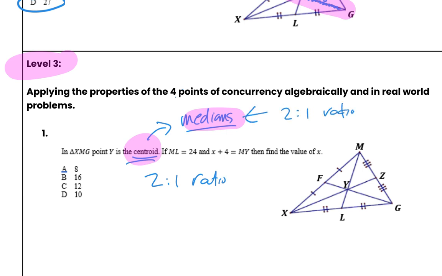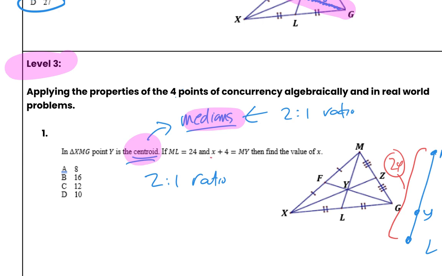So if we know that, let's take a look over here. It says ML is 24. ML is the whole thing. So if I did M, and then L, and then Y, I'm looking at this right here. ML is 24, so the whole thing is 24. Let me draw that better. The whole thing is 24.